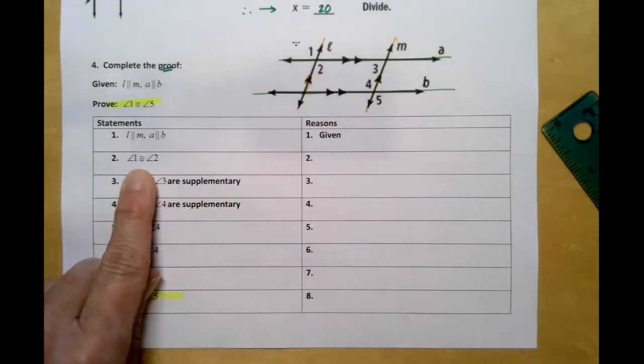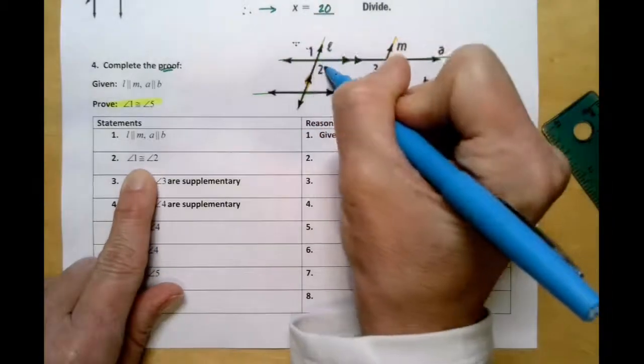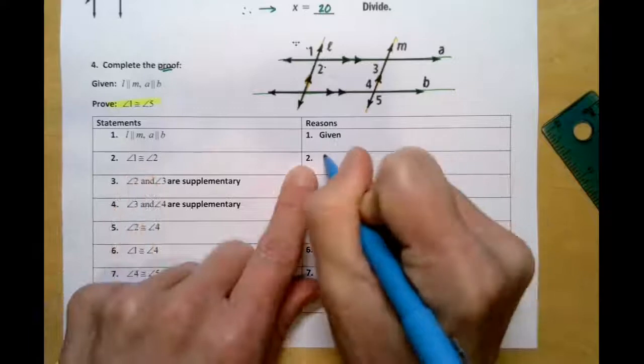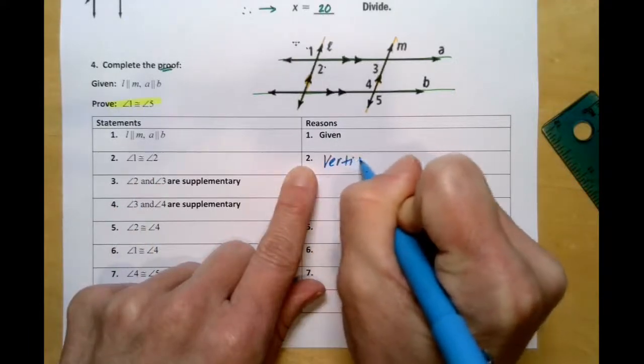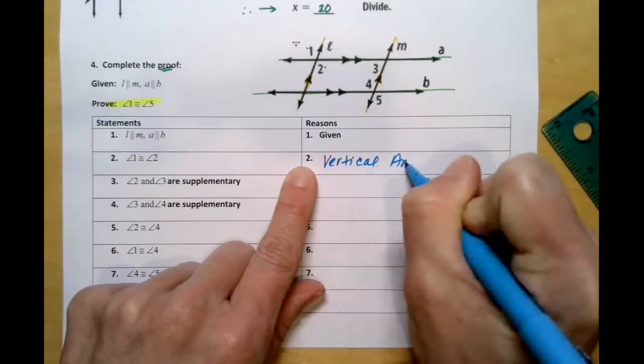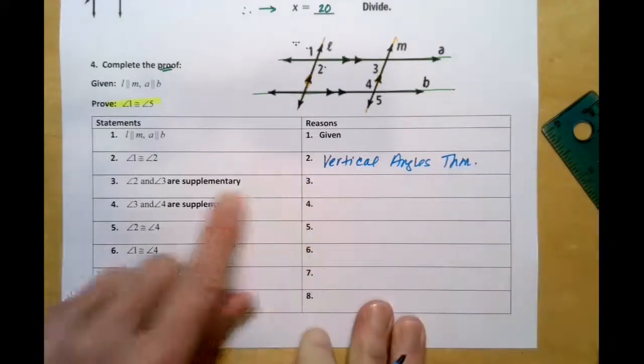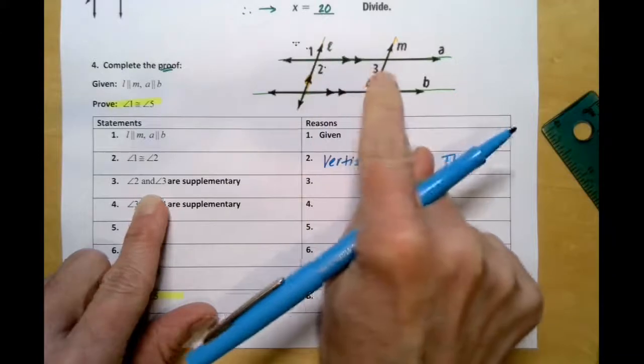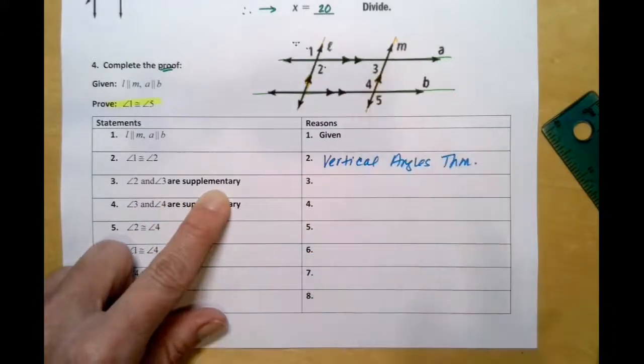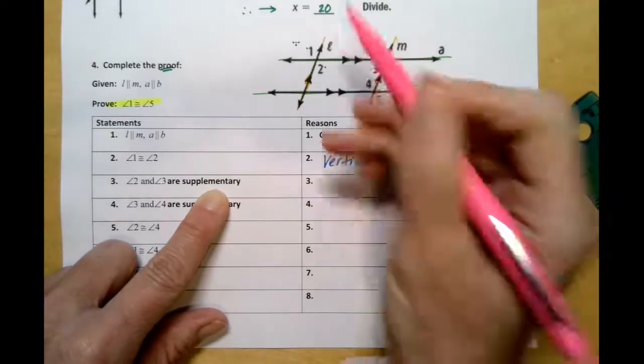How do I know that 1 and 2 are going to be congruent? Check them out. What are they? They are vertical angles. And that is a theorem that we proved. All right, 2 and 3 are supplementary. What? How do I know that? How do I know 2 and 3 are supplementary?